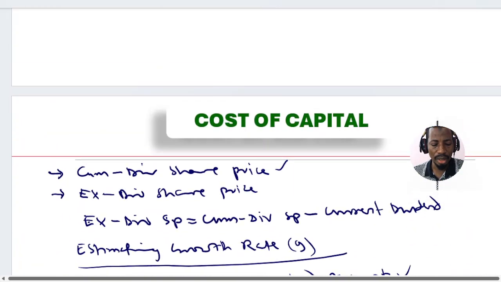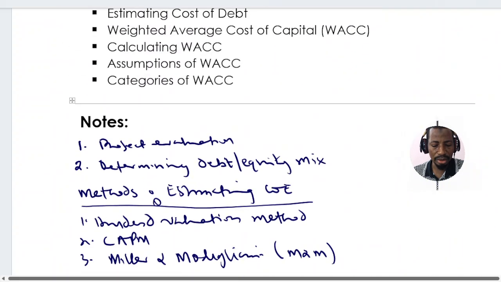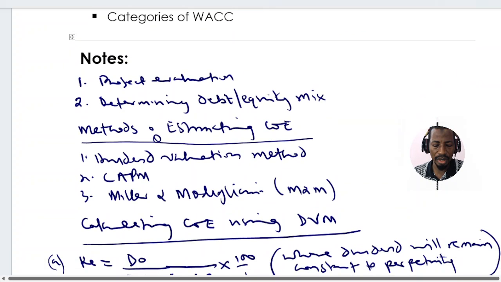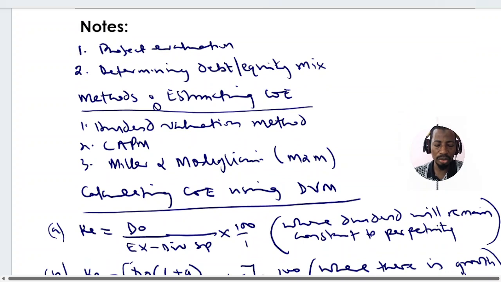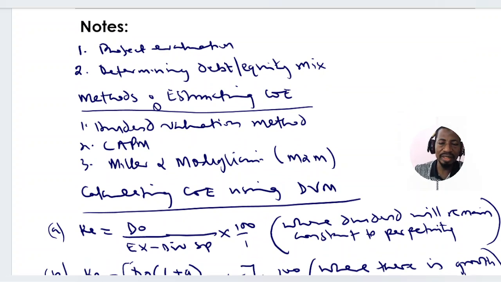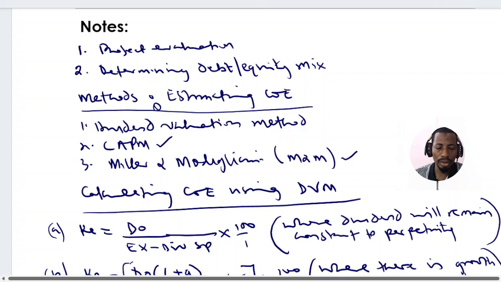Now, we are currently discussing methods of calculating cost of equity, and we started with the dividend valuation model. The capital asset pricing model is a topic on its own. So when we get to it, subsequently, you are going to learn about the capital asset pricing model. Then when we get to adjusted present value, we are going to use the Miller and Modigliani formula to calculate cost of equity for a geared firm.